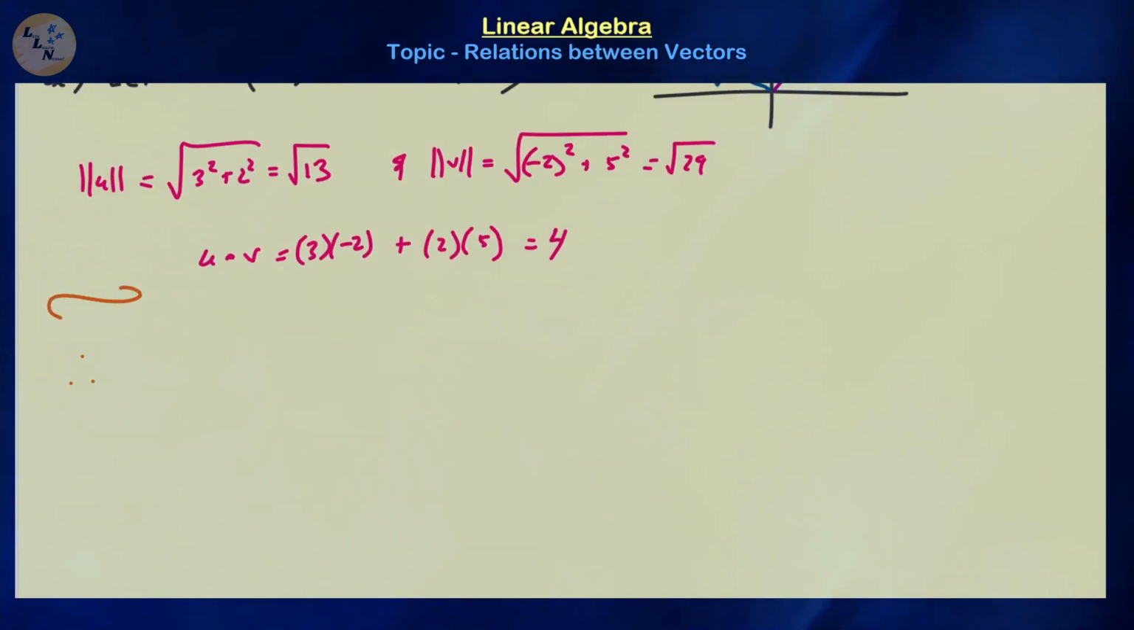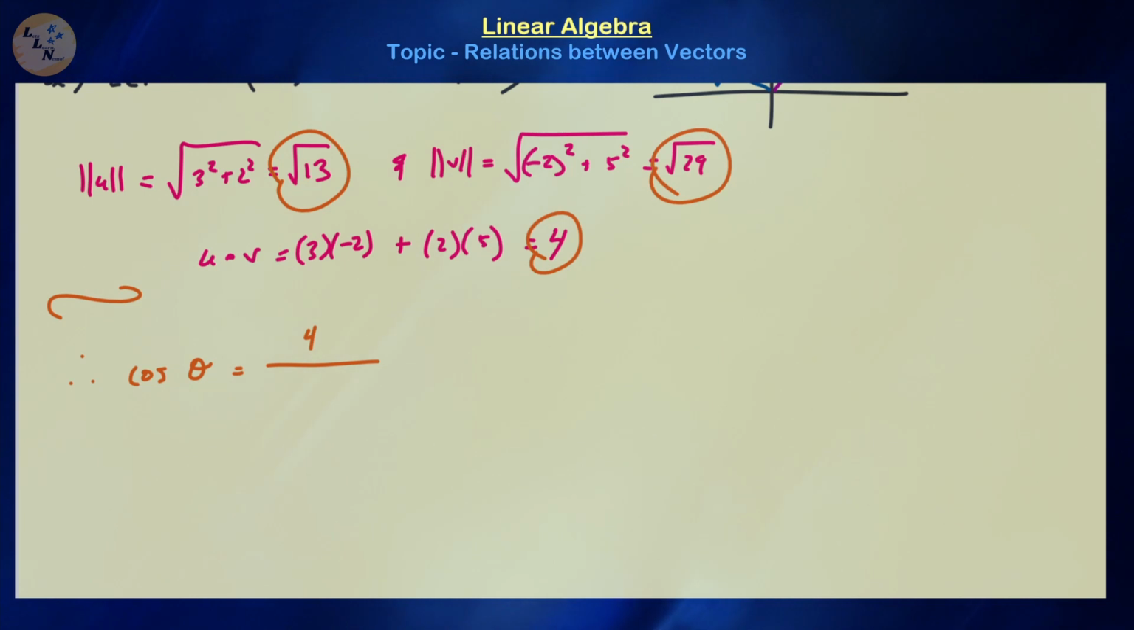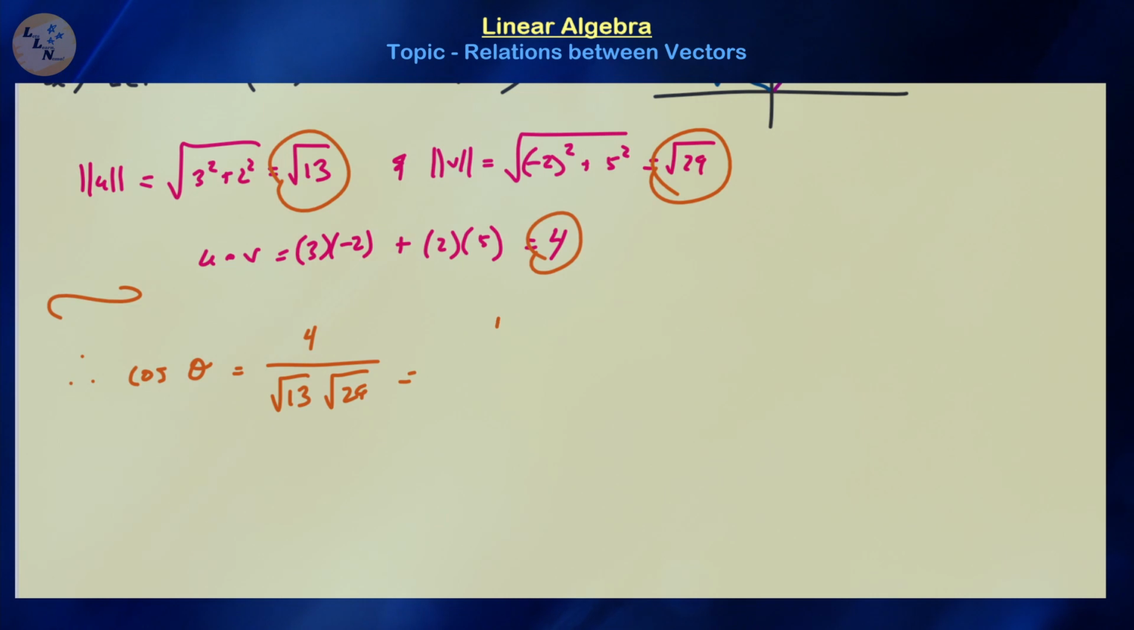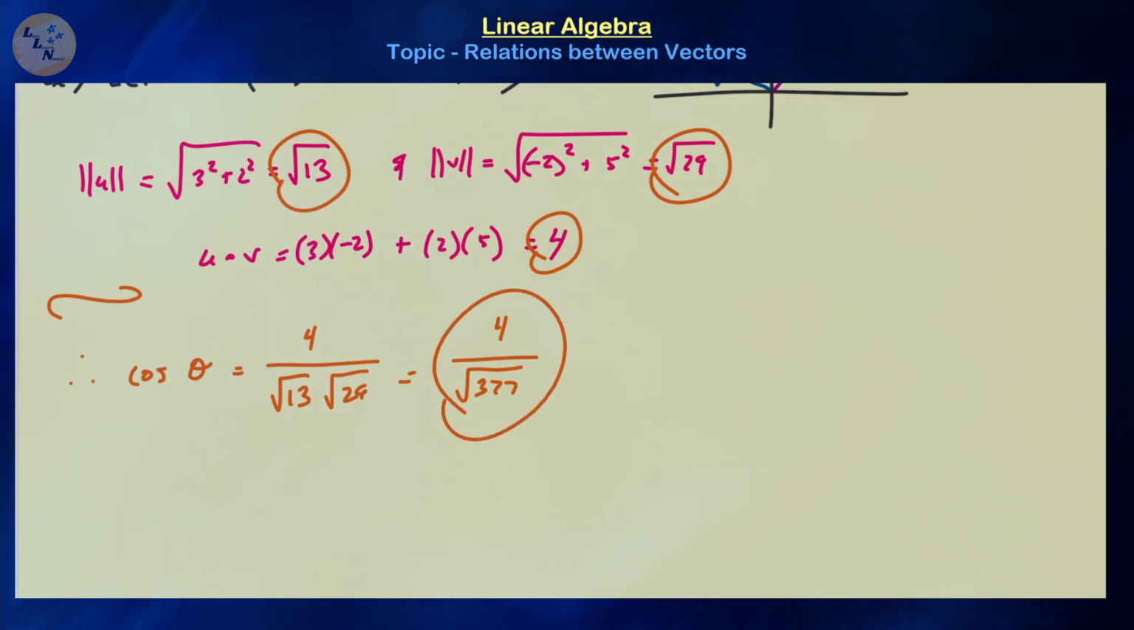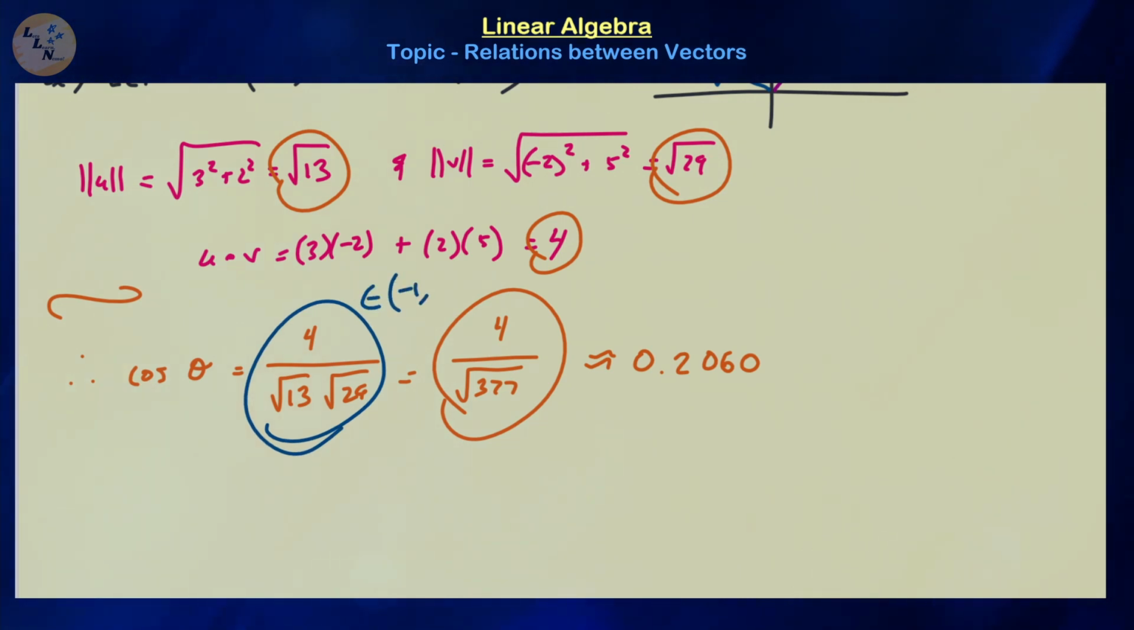So that means the cosine of the angle between u and v is going to be equal to the dot product divided by the product of their norms. So that's 4 over the square root of 13 times the square root of 29. If you really want to, you can write that as 4 over the square root of 377. Once you do that quotient, you're going to have that it's approximately equal to 0.2060.